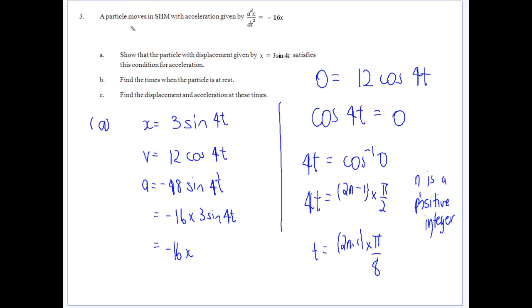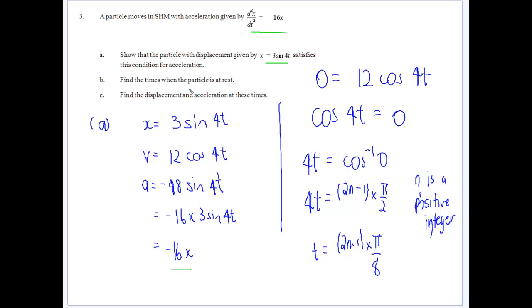Question 3. A particle moves in simple harmonic motion, and its acceleration is given to us by minus 16x. Show that the displacement of the particle, given by 3 sine 4t, satisfies this condition. So again, start with 3 sine 4t, differentiate to get 12 cos 4t, and then differentiate again, which gives us minus 48 sine 4t. We're able to get minus 16 times 3 sine 4t, which gives us minus 16x, which is what we wanted.